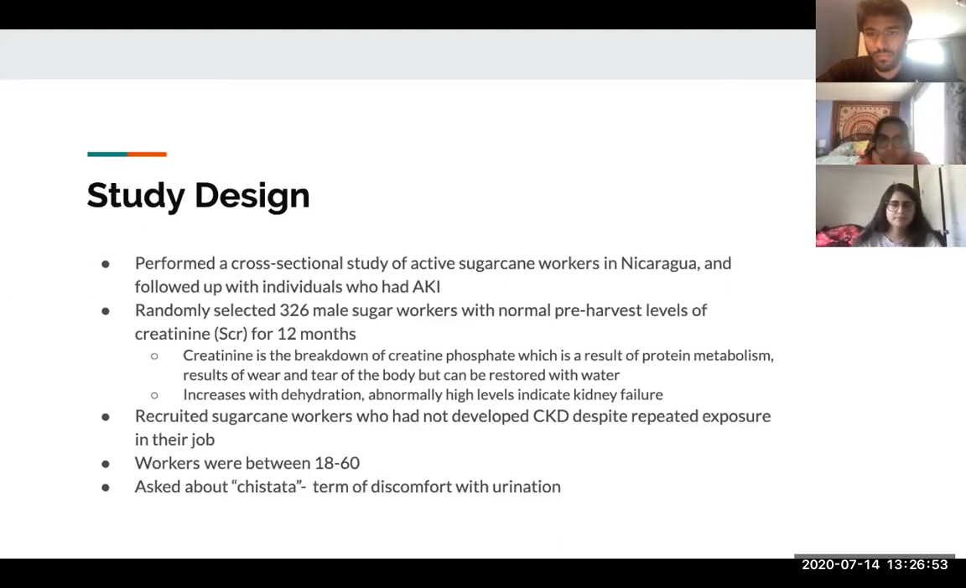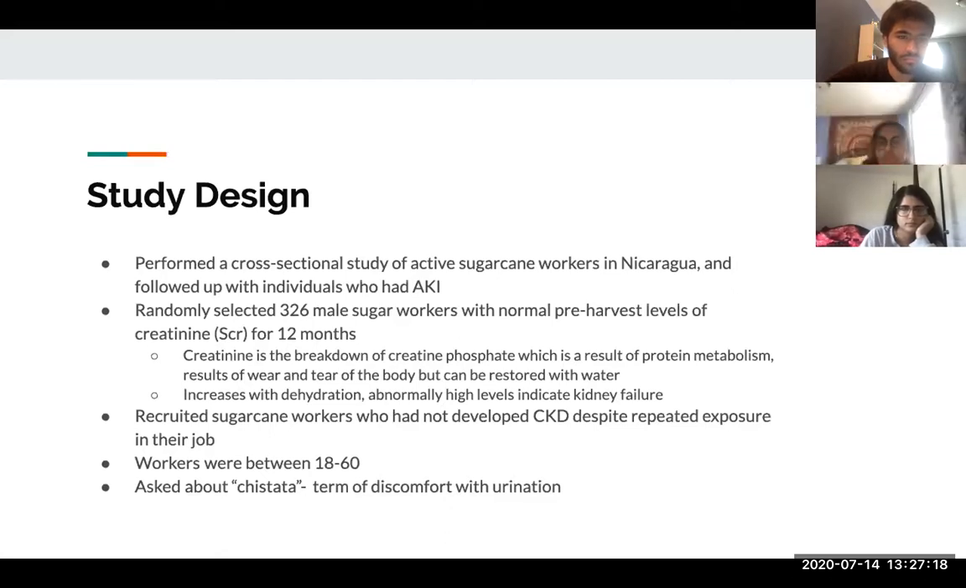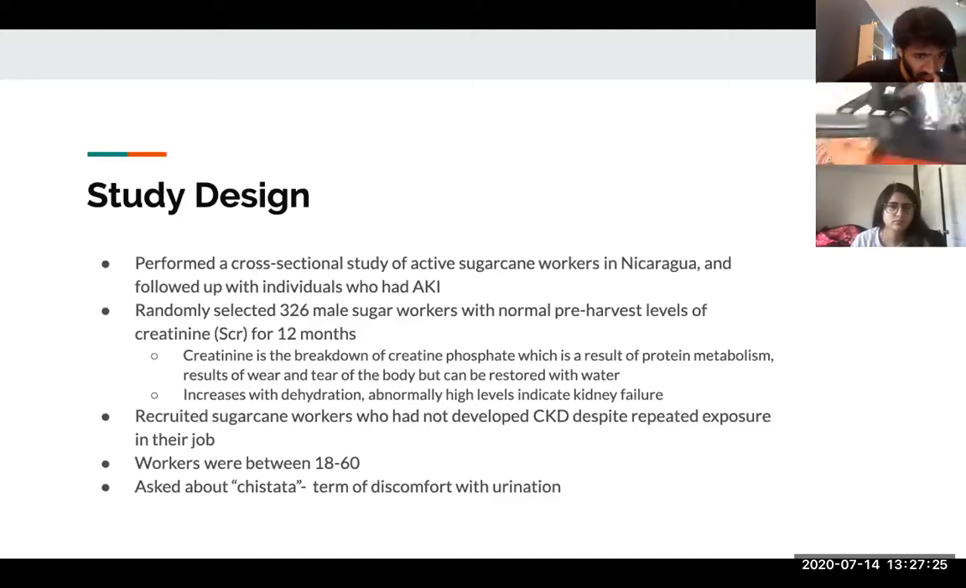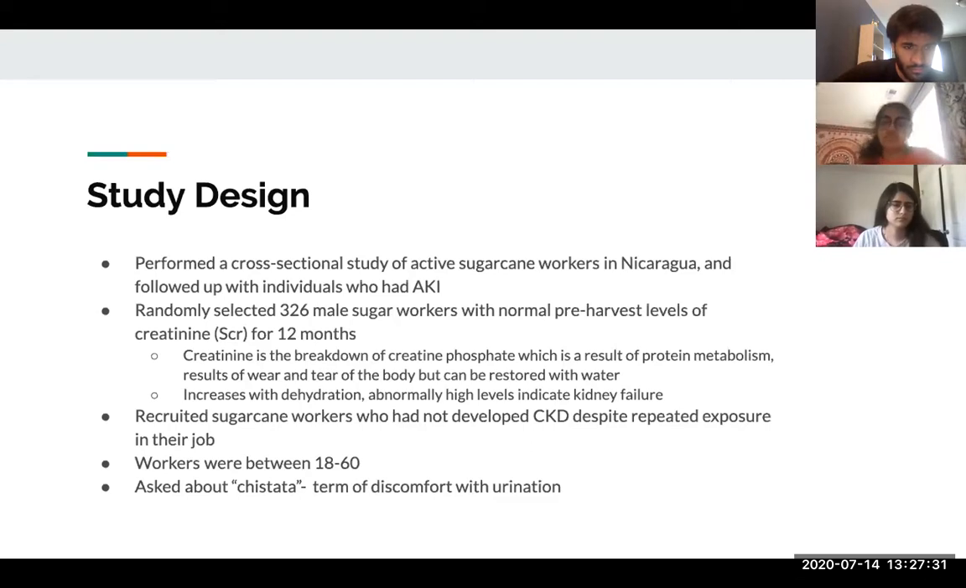So for the study, they recruited sugarcane workers who had not developed chronic kidney disease despite the exposure to it in the job. One thing that threw me off was that the age group they used was male workers between 18 to 60 years old. That's a really large age group, and it meant not all the workers were working the same amount of time in the field. So some workers might have higher chances of developing CKD compared to someone who just started at 18 years old. But I think the whole purpose of the study was just to find if there was a relationship between what job people had in the sugar mill and whether they developed acute kidney injury. So we just have to keep that in mind when evaluating the results.